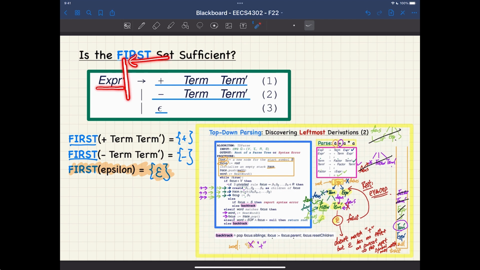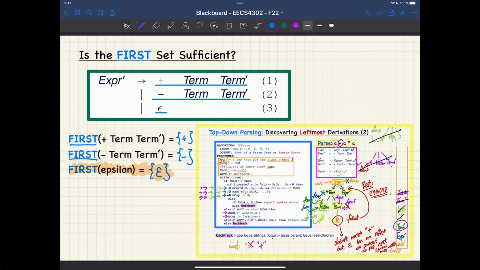So this is a new concept that we want to learn. Before, we talked about the first, which is about what you are going to see right in the beginning. And we're going to consider another one, which is what you would see at the end after the derivation. That one is going to help us to actually save some backtracking in this kind of case. Right? That's what we'll see.